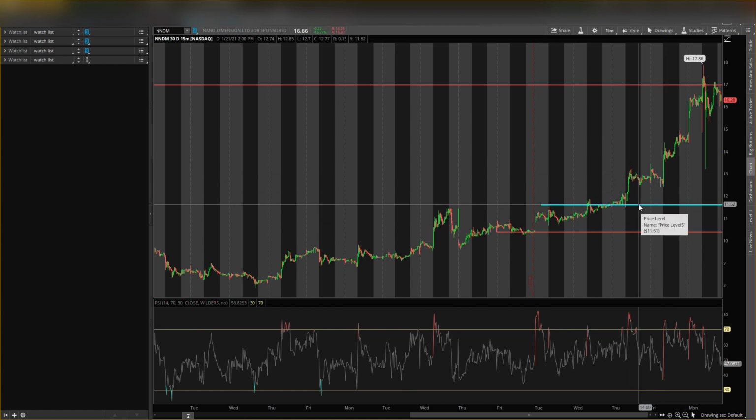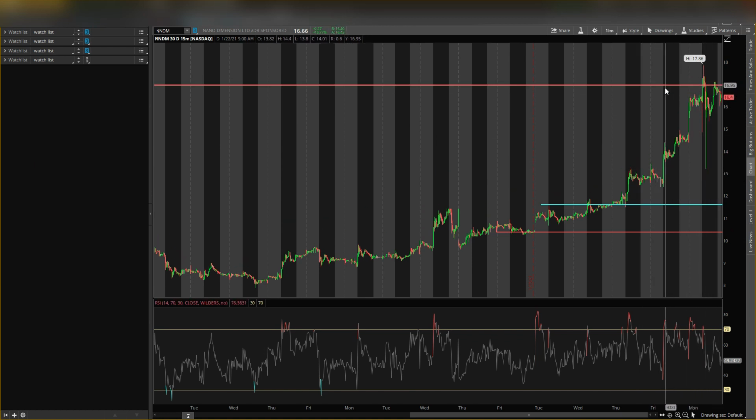So support, 11.61, 10.37. You can also have the support level, what was it? I think it was like 13. You can also have 13.3 on your chart. It's like right here somewhere. It did bounce off it, so it has a key support.